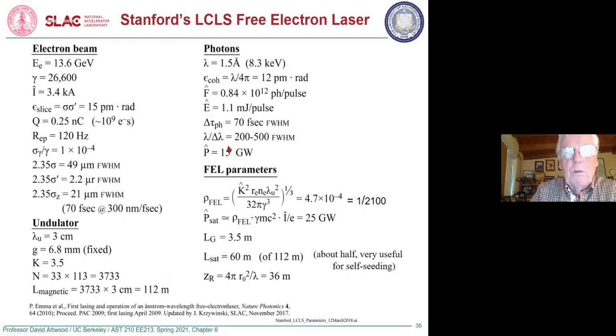This is what the photon performance was. So the wavelength was 1.5 angstroms, 8 kilovolts. This is the photon flux. This is the energy per pulse. It's a millijoule per pulse. So that is a whopping number. This is a nominal operating pulse duration, 70 femtoseconds, but I think they very often operate more like 20. And the SACLA people in Japan, they always run at 10 femtoseconds, or at least it's their most common operation.